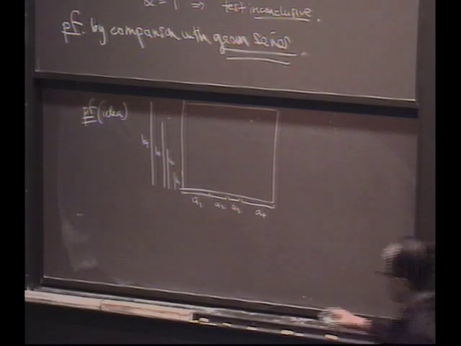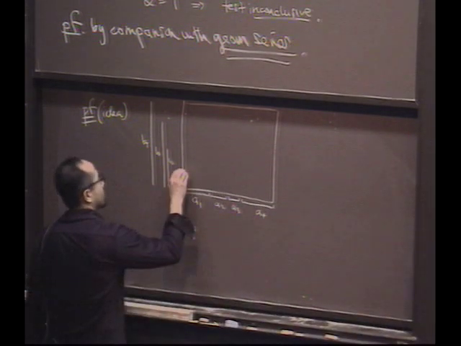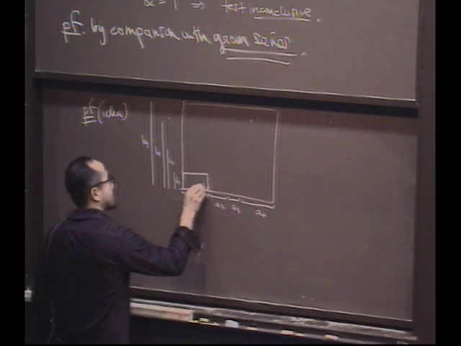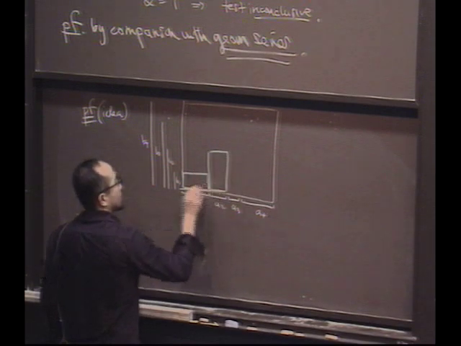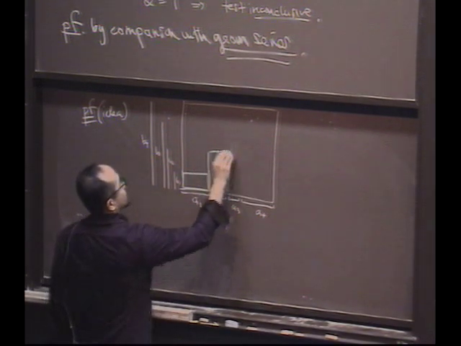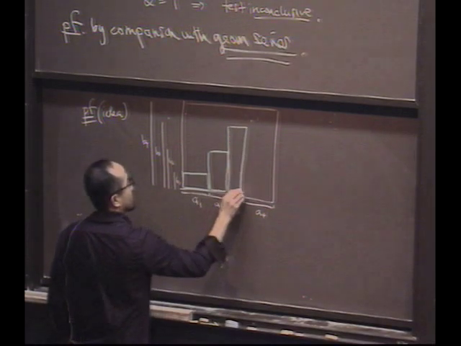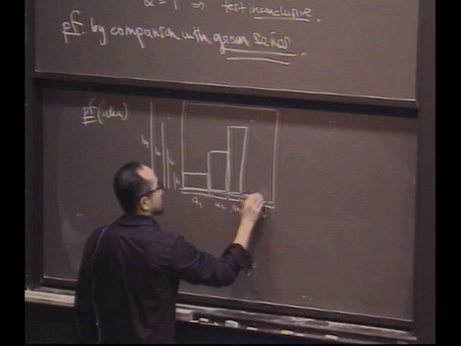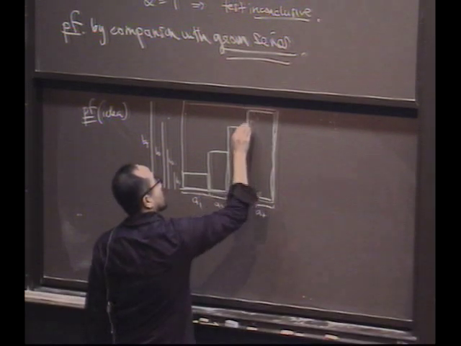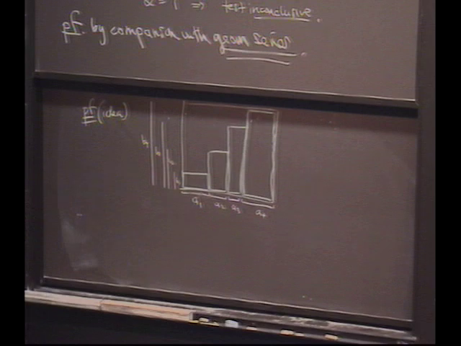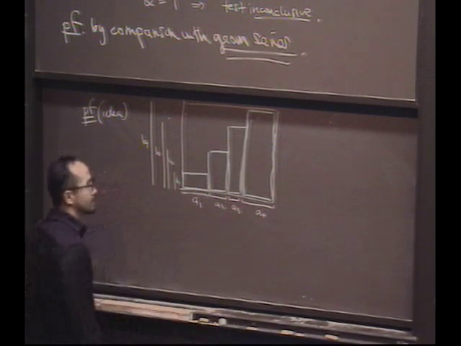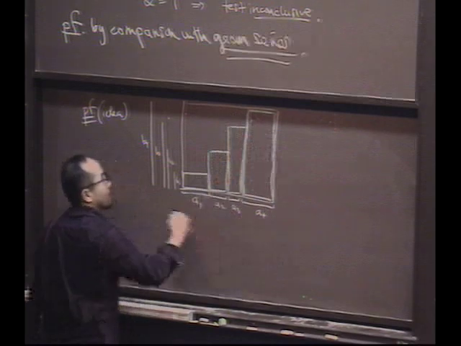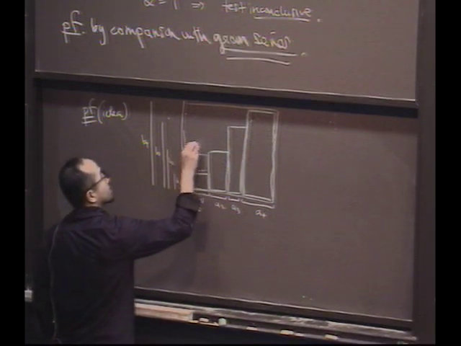The sum of a_n b_n is the following. This is the first thing in the sum, this area. This is the second thing in the sum. This is the third thing in the sum. This is just going to blow your mind when you see this. This is the fourth thing in the sum. I want the sum of these areas. Integration by parts says, just take the total area of the box and subtract off the sum of these areas.